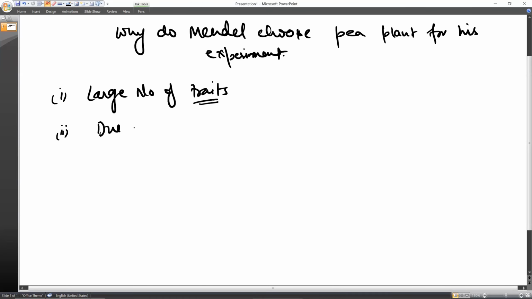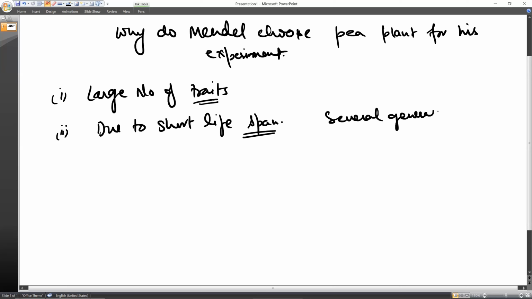Due to the short lifespan, we can study several generations. So several generations can be studied.